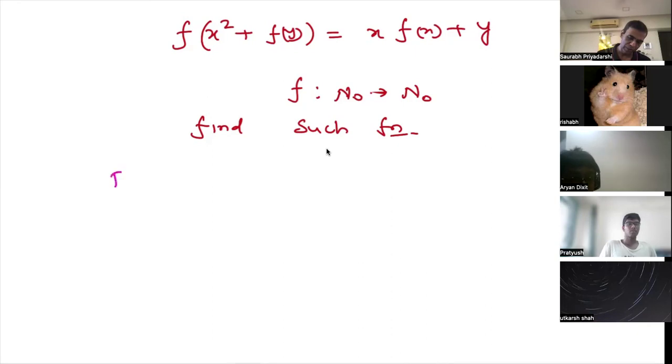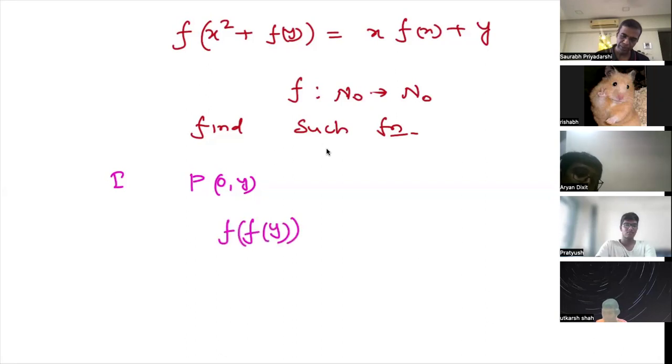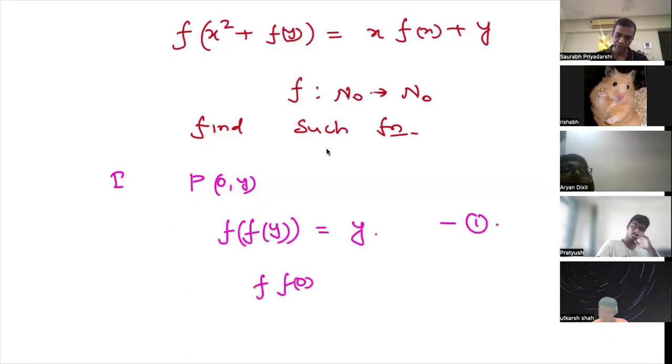So first I can say put x as 0, y is y only. So f of y is equal to what? From this I can say f of 0, the value would be 0.